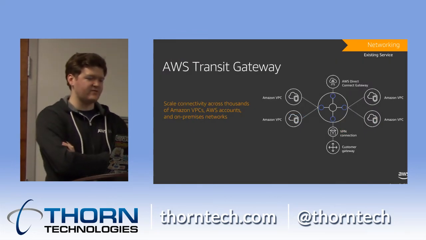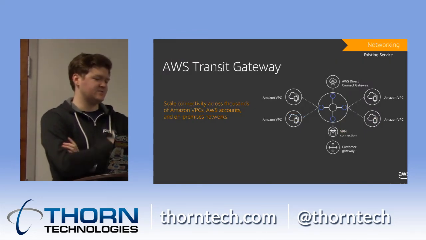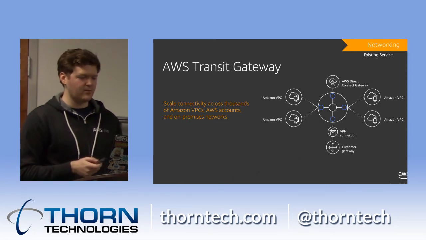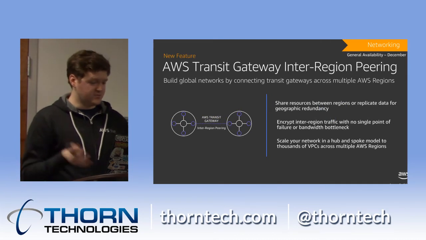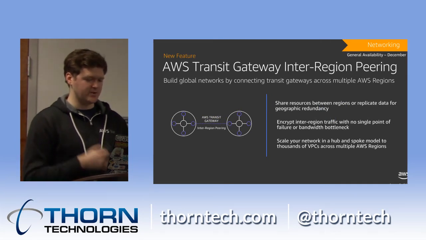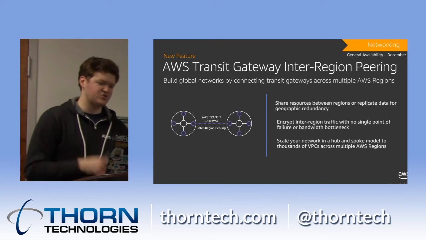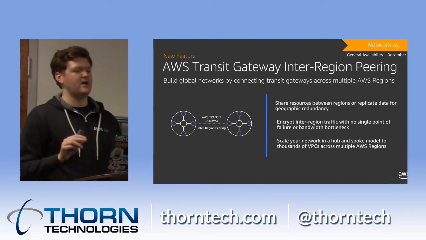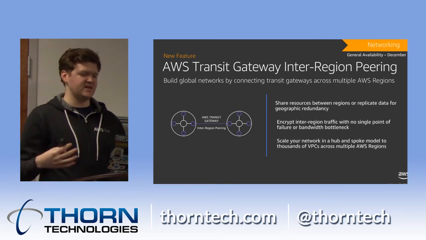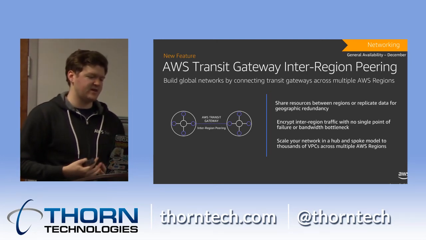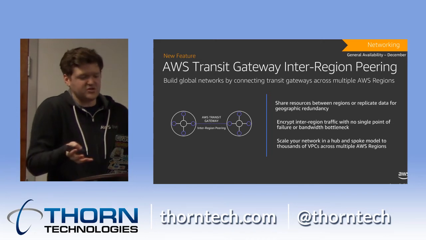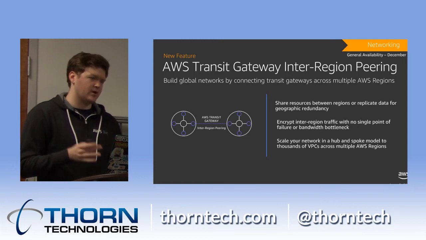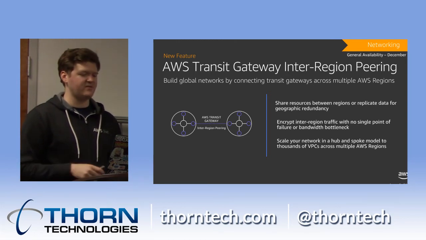AWS Transit Gateway, this was an existing service that enables you to scale your connectivity across thousands of Amazon VPCs, accounts, and on-premises networks. But what was newer at re:Invent, which we launched as generally available, is Transit Gateway inter-region peering. This enables you to truly take transit gateways from multiple regions and peer their connections together so they can essentially operate as a single virtual region. Depending on the networking demands for your given workloads, this may be necessary.